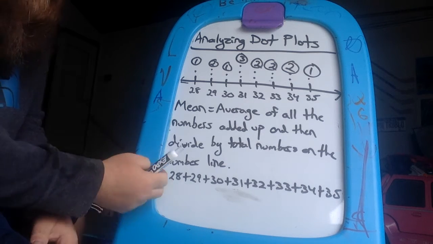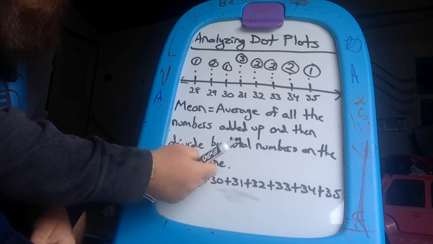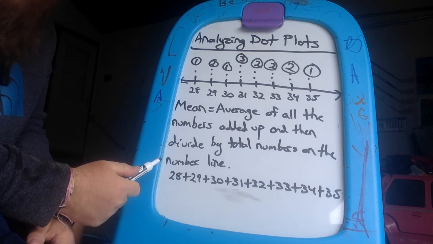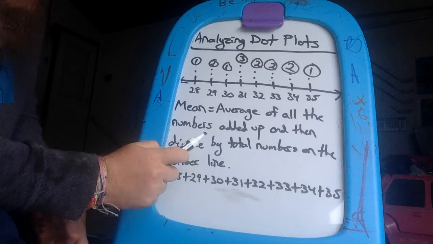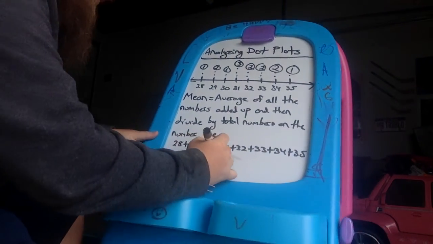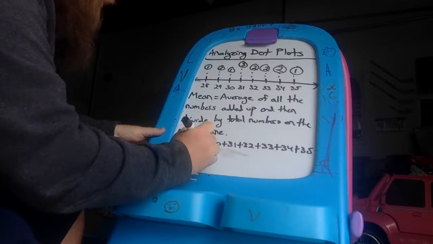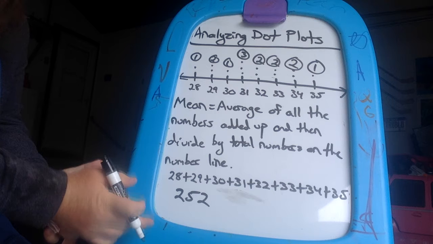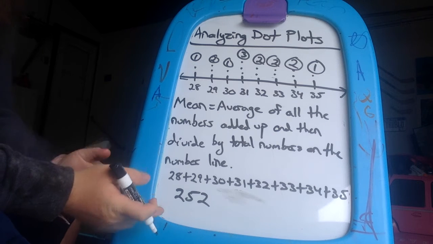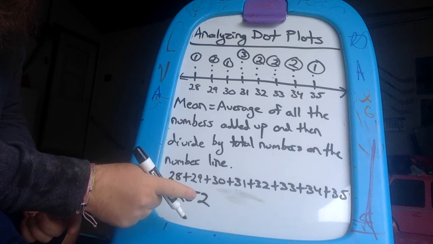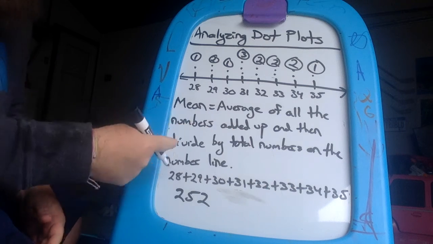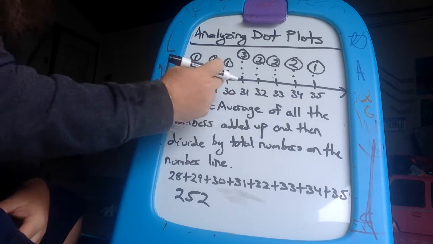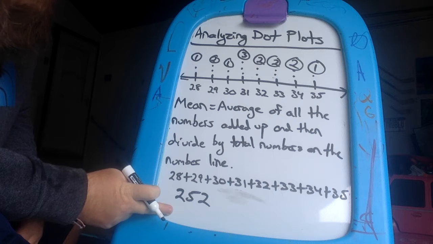There are two parts to this. The first part is you do 28 plus 29 and so on until you get to the last number included in the dot plot and the data. If I did all the addition correctly, I'm going to get an answer of 252. But from there, I'm asking you to find the average of all those scores. 252 is not reasonable between 20 and 35. It's way too big.